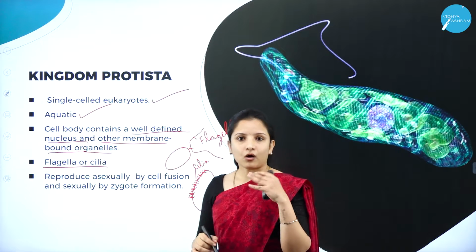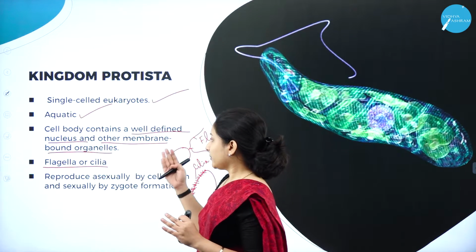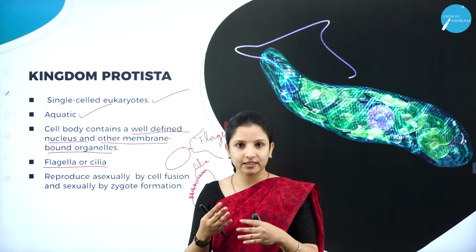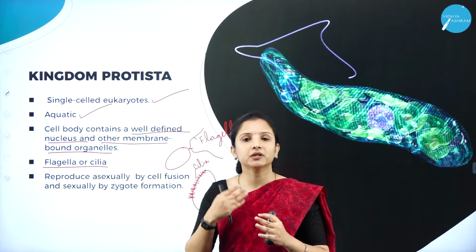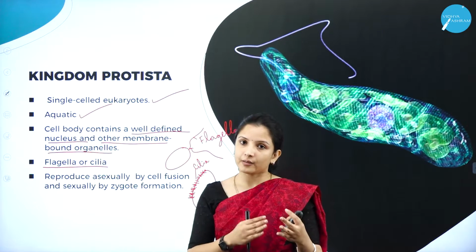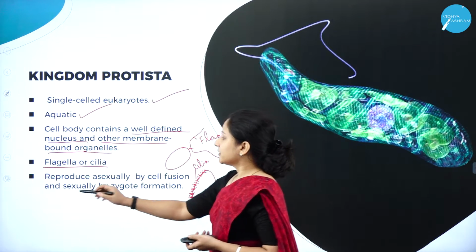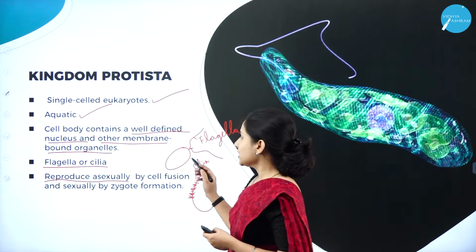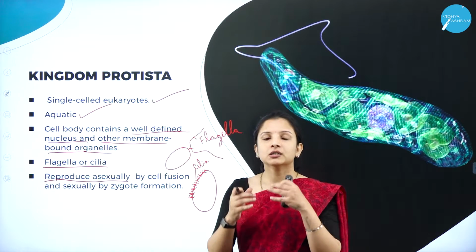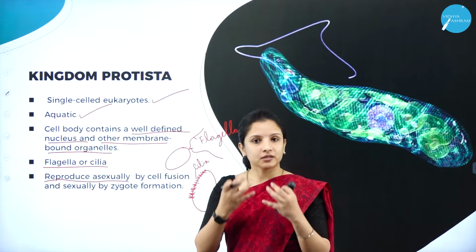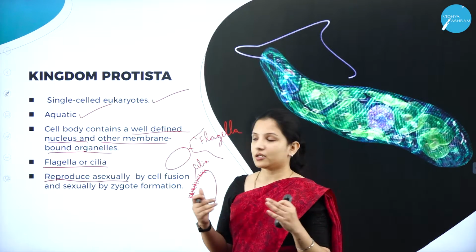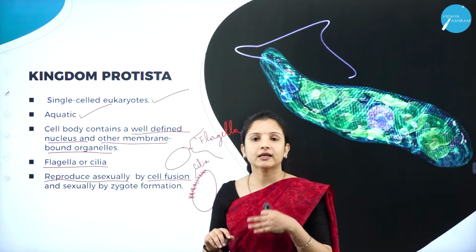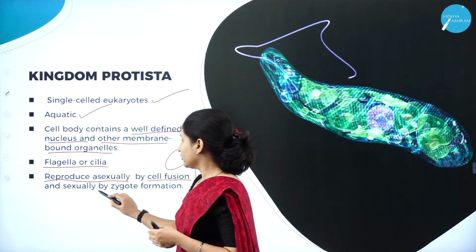So some of the organisms under Protista may have flagella or they may have cilia. Both flagella and cilia make them motile, that is, they help in the movement of the organism from one place to another. And their reproduction: Protista reproduce asexually by fusion, that is, two cells join and reproduce. They come in contact and they reproduce. So they reproduce asexually by cell fusion, and also they can reproduce sexually by zygote formation.